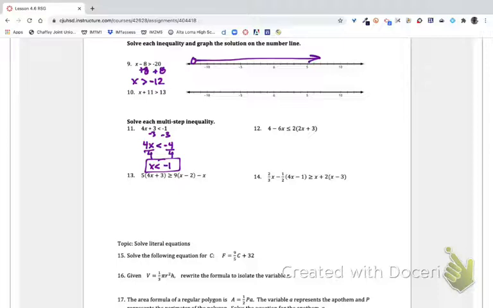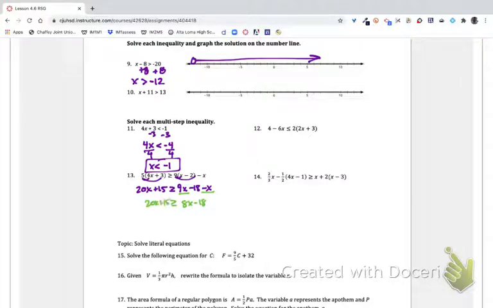For number 13, we'll distribute that 5 in. So 20x plus 15 is greater than or equal to 9x minus 18 minus x. We've got some cleanup to do, so I'm going to switch the colors here. We have 9x and -x. Well, that would be 9x minus x, which is 8x minus 18.